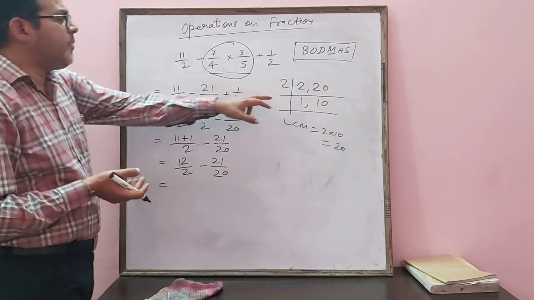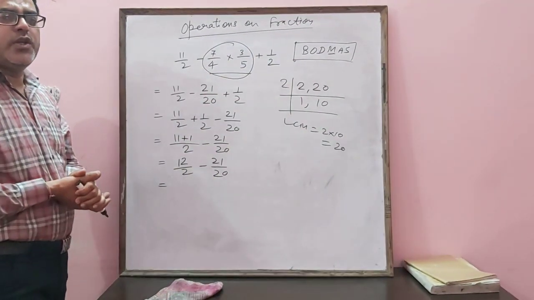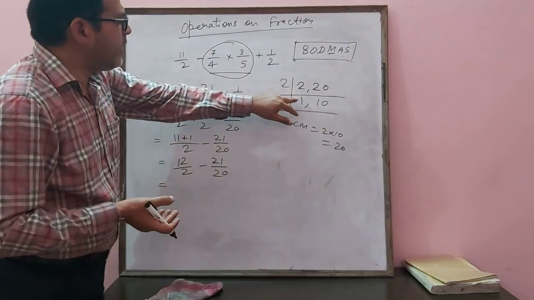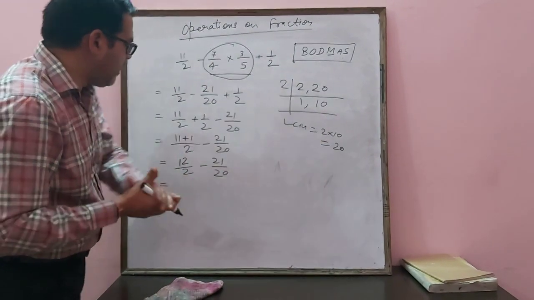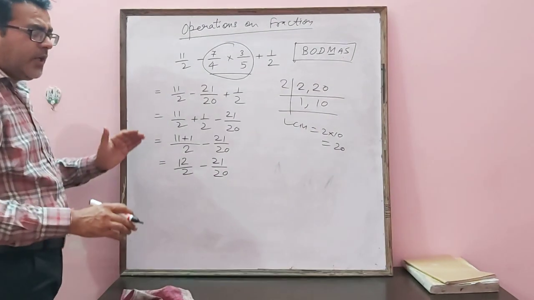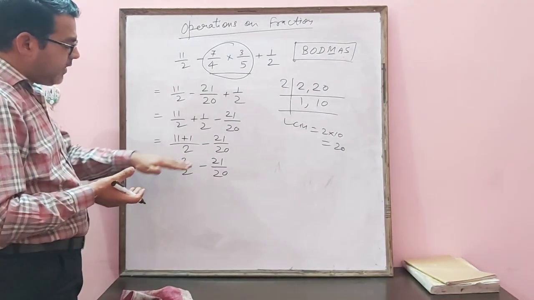If you divide it by 2, then 5 will come, then again by 5 will come, then no need to divide, right? Because there is no other number, that's why we can multiply directly by 10. So 20 will be the denominator, the LCM. Now it means we have to make the denominators 20.